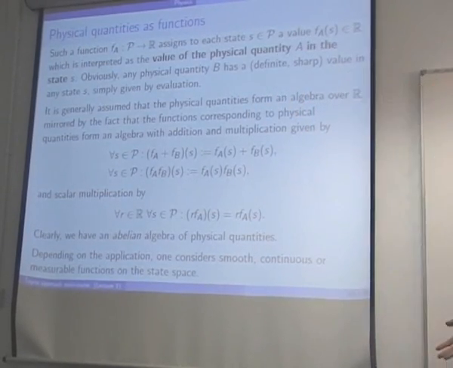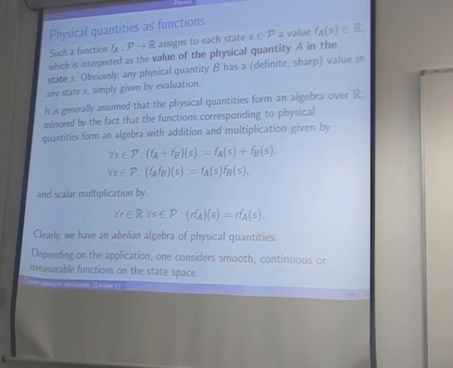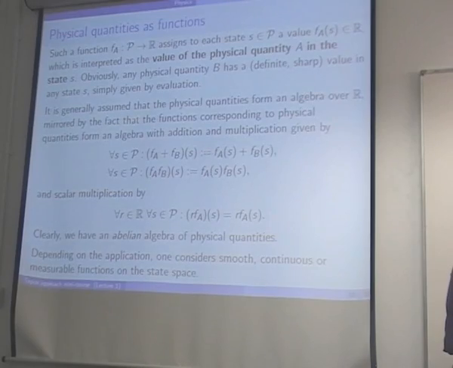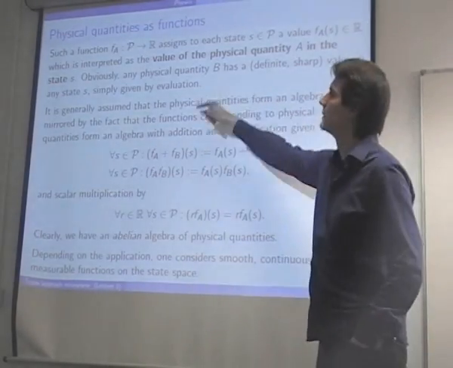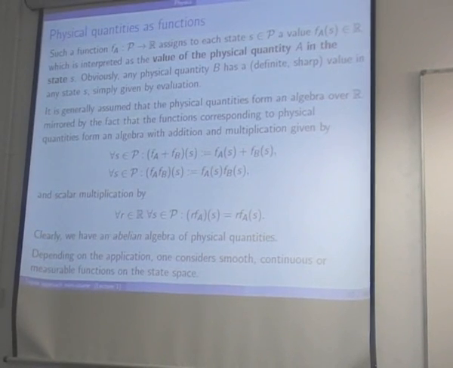This is just a formalization of something very intuitive. The physical quantities have values and the state is the agent that assigns the values. Any physical quantity has a definite sharp value in any given state S, simply given by this evaluation. Okay.